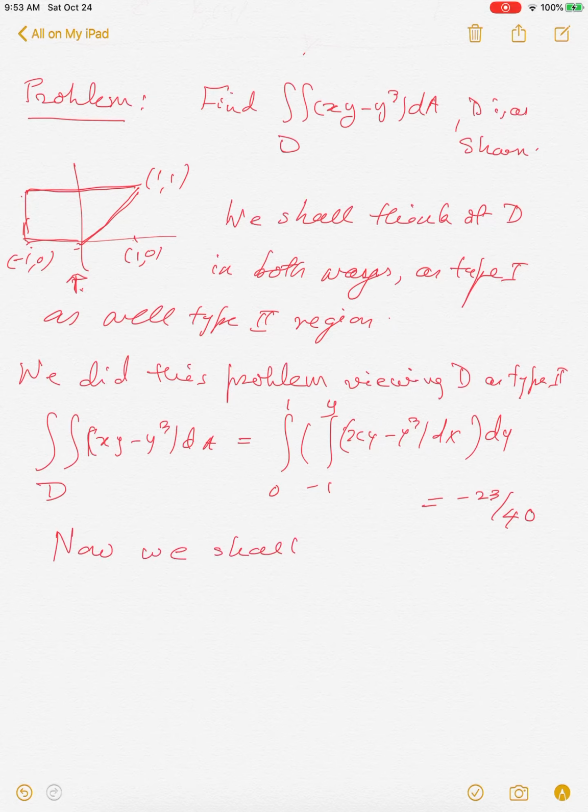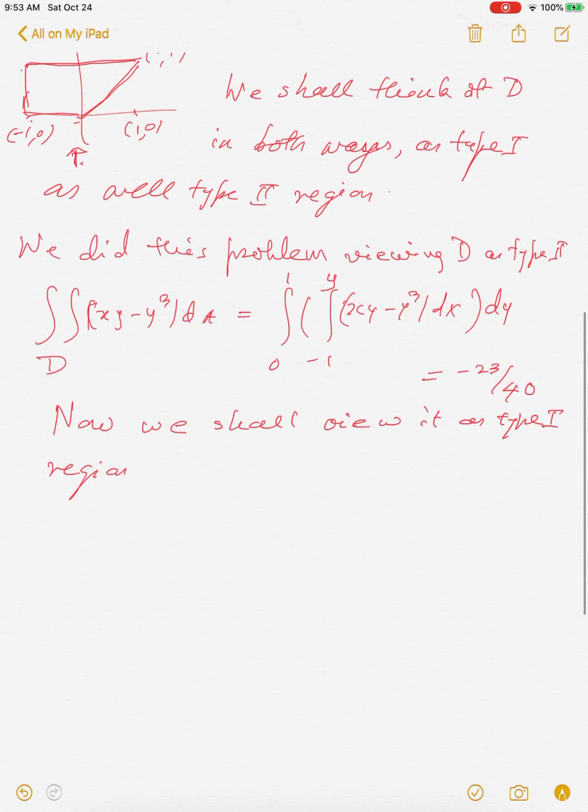Now we shall view it as a type 1 region. Then we'll have to do this in 2 steps. I mean, the integral will be split in 2 steps.